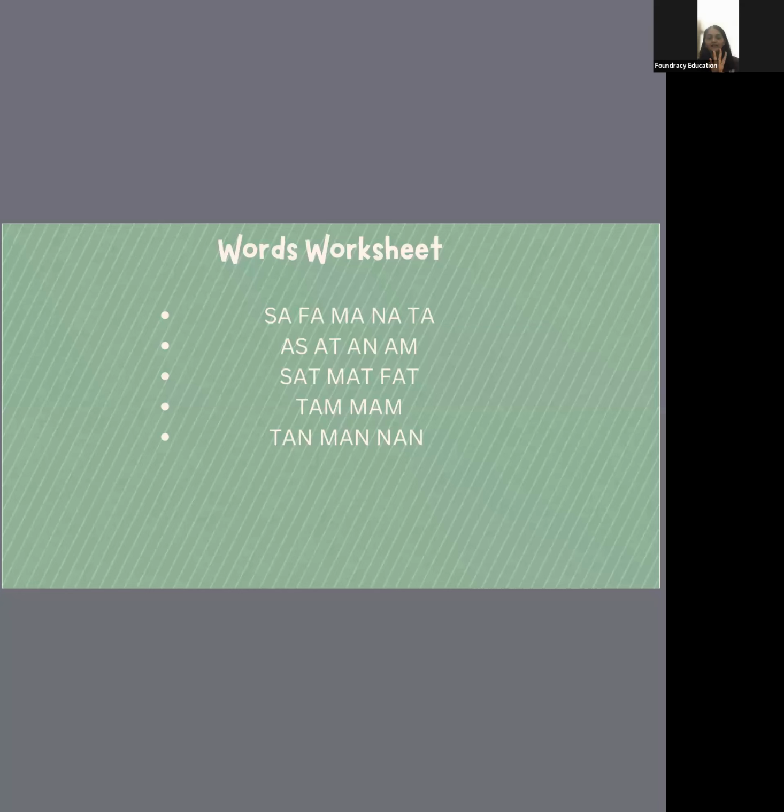Six sounds yesterday. And based on those six sounds, we will be making words. So now how will we be making words? First of all, there are three activities involved.